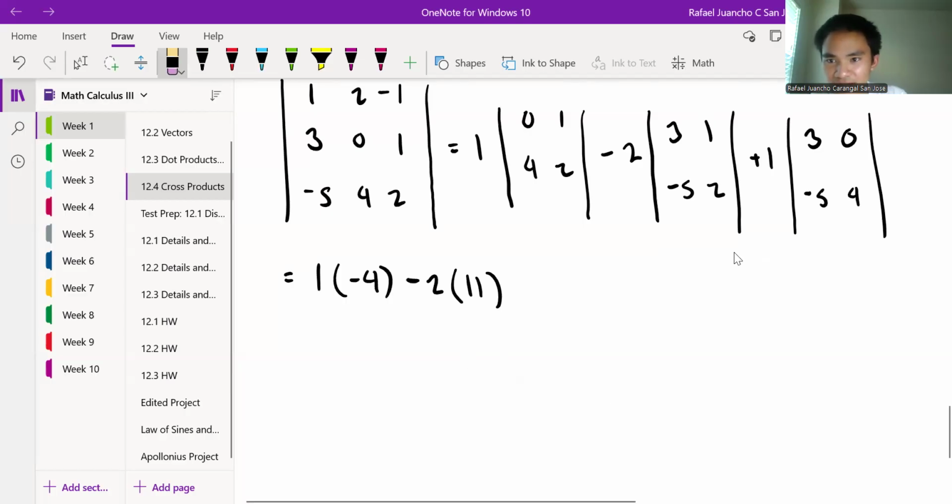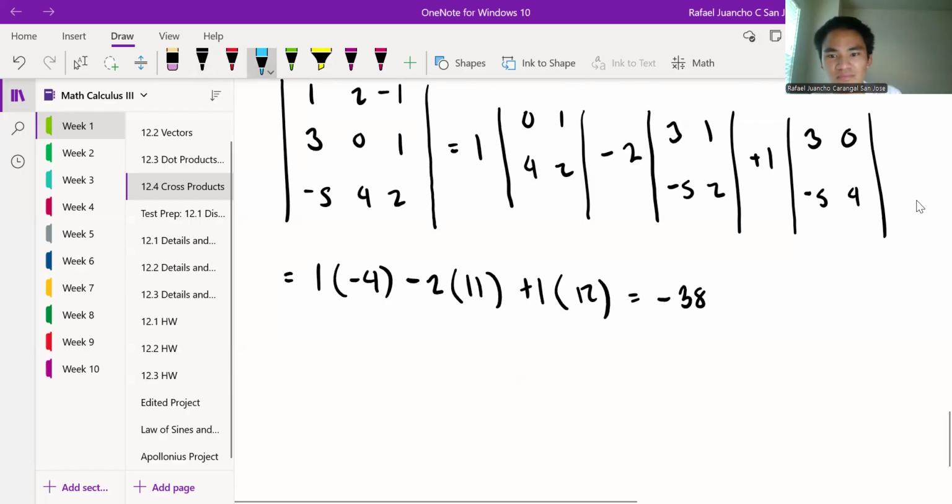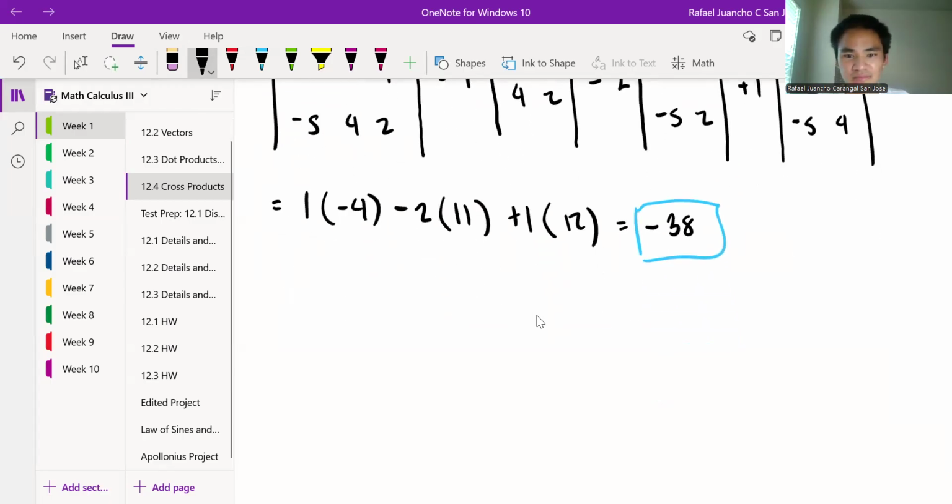And then I'm going to put my head up a bit because I can't see. We have plus 1 times, so this is 3 times 4, 12. Subtracted to -5 times 0, so it's just 12. And we get our solution, which is -4 minus 22 plus 12, -38. So that's how we solve determinants, right?